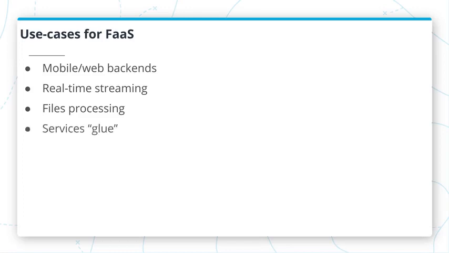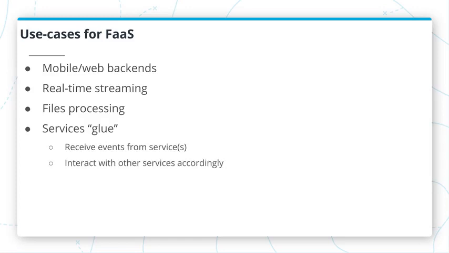And another very popular use case that most companies usually start with is called services glue. What this means is that we can automate operations in our environment. For example, if one service generates an event, Lambda functions can interact with other services accordingly to implement some business logic. So, for example, we can send a Slack notification when an EC2 machine is terminated.